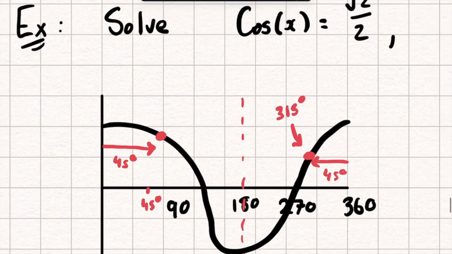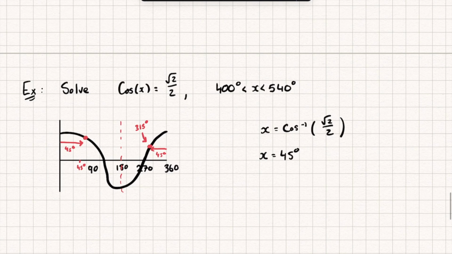And so that tells me I've got another solution to this equation when x equals 315 degrees. Now, annoyingly, neither of these solutions are actually in the interval I'm interested in. However, it doesn't mean that these solutions are useless. In fact, they're going to be really helpful in finding the solutions that I want.